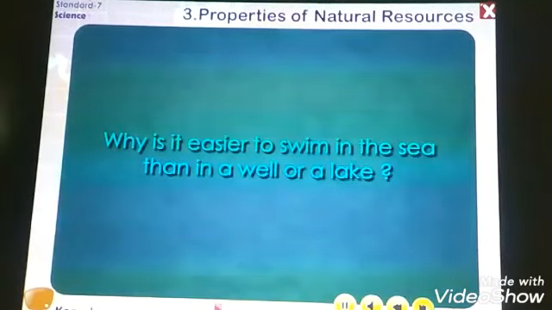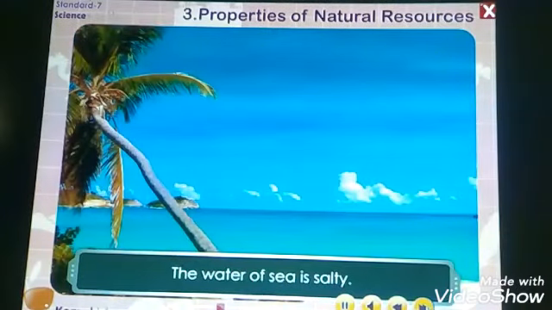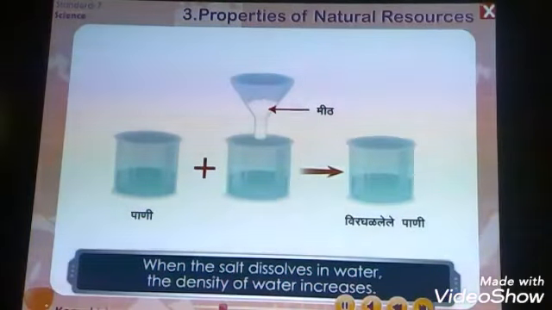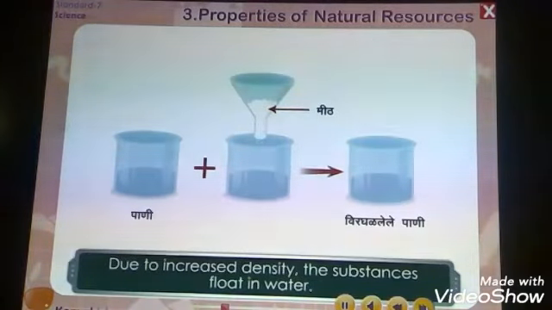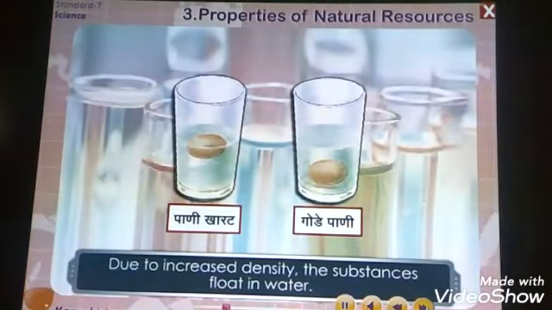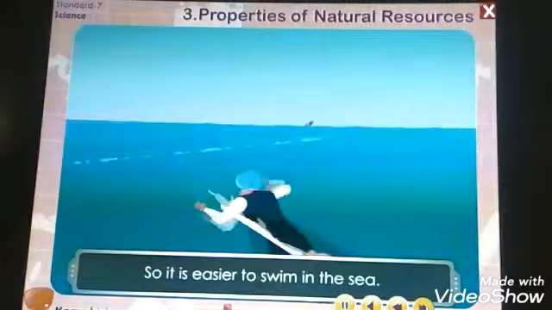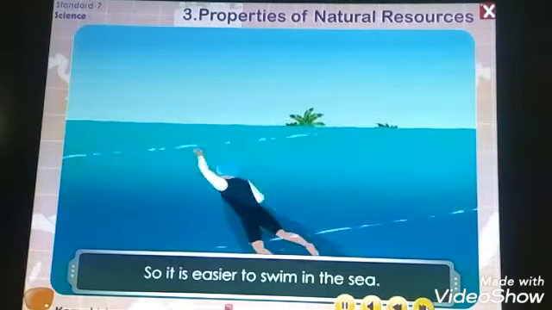Why is it easier to swim in the sea than in a well or a lake? The water of the sea is salty. When the salt dissolves in water, the density of water increases. Due to increased density, the substance floats in water. So it's easier to swim in the sea.